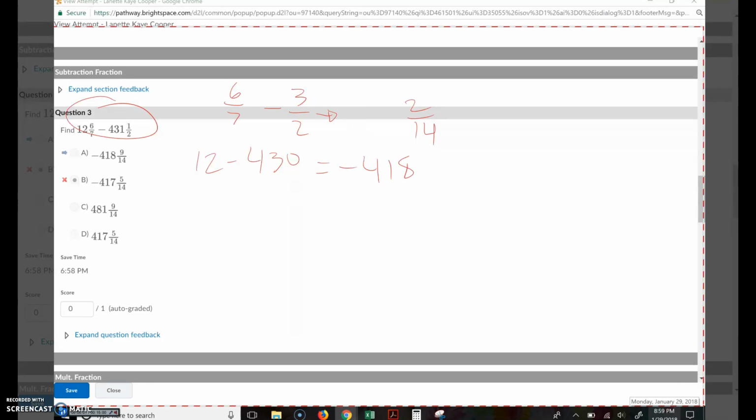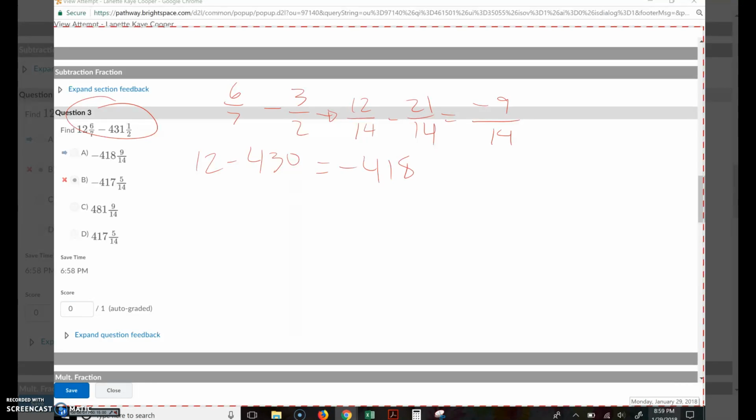Okay. And over here we're going to have 7 times 2 is 14 on the bottom, and 6 times 2 is 12 on the top. Whoops. 21. That was supposed to be 21. Okay, so now we can say 12 minus 21. And if I did this right, that should be 12 minus 21 is negative 9. It's negative 9. And that's over 14.